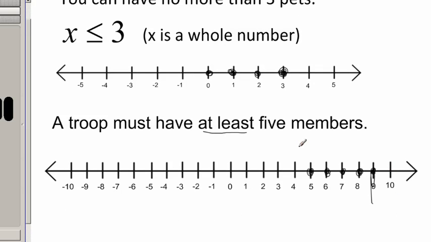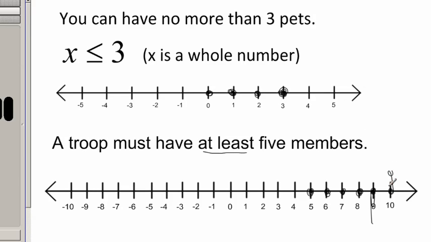Now the inequality, if I were to write that, is x is greater than or equal to 5. And I would say that x is a whole number. So at least means greater than or equal to.